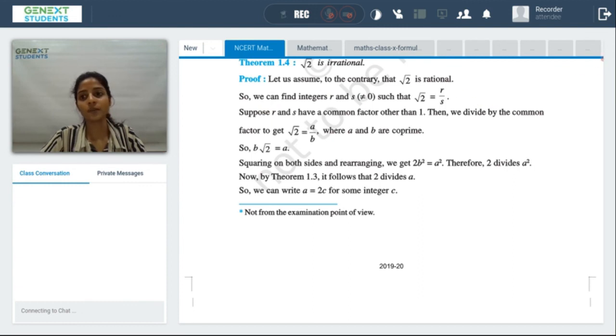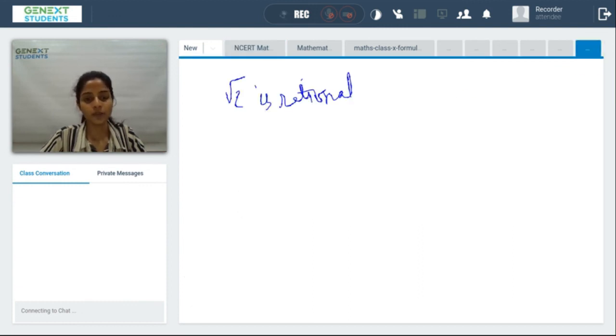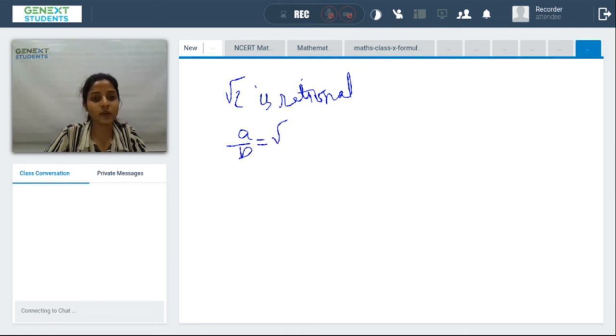So, what we can do is, if it is a rational number, we know that rational numbers are in the form of a upon b. So we assume that root 2 is in the form of a upon b. Then what we can say is a is equal to b into root 2. Correct?